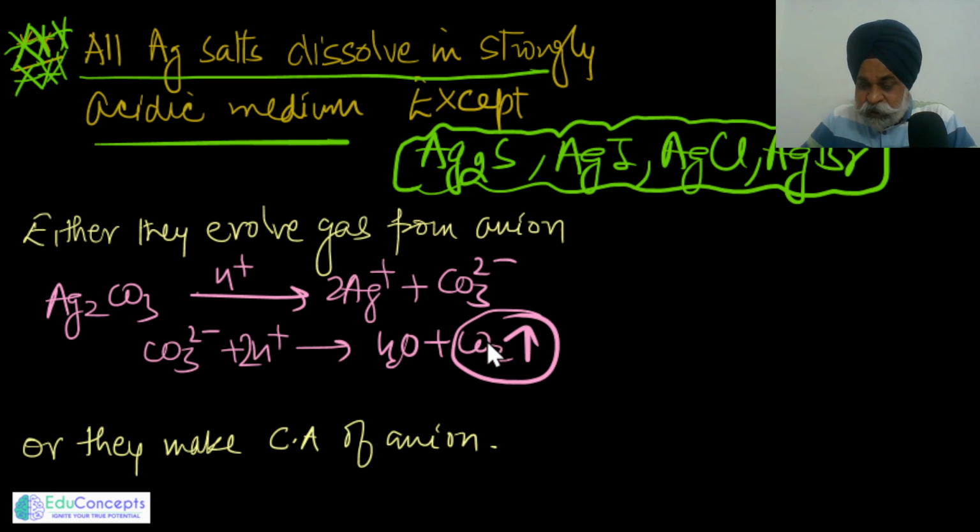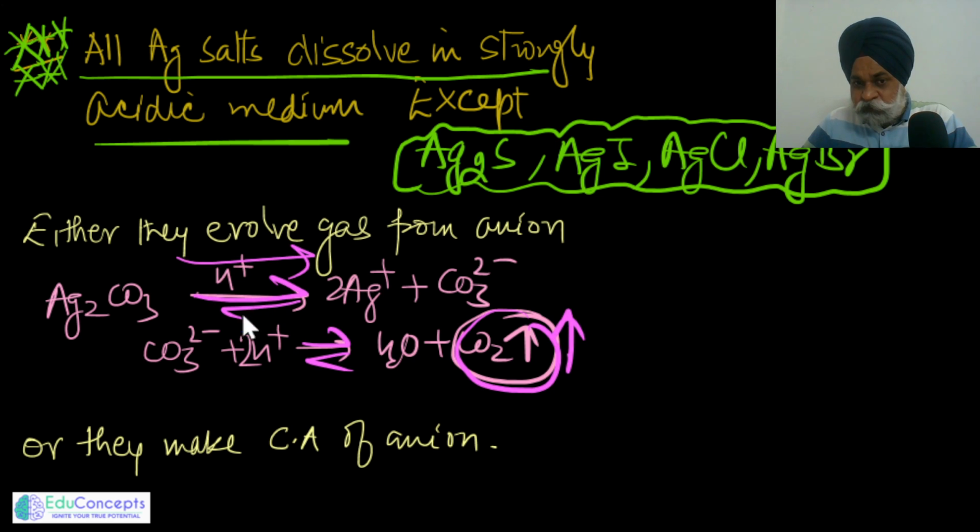So the fact is, either the anion would make a protonic acid and then start losing the gas. Once that gas is lost, all of these equilibria would move forward. Once any evolution of gas takes place, all these equilibria move forward. As a result, that particular salt dissolves, or they will make a conjugate acid of that anion.